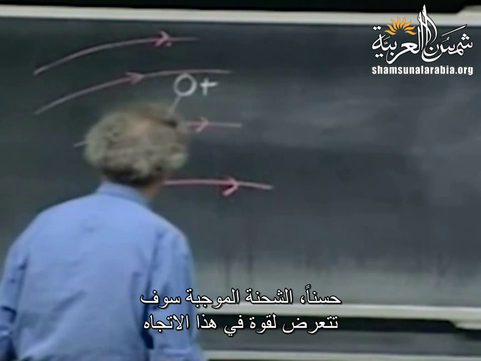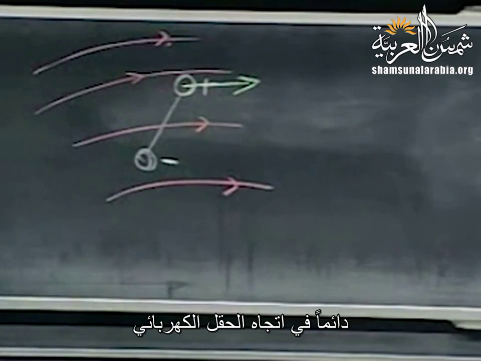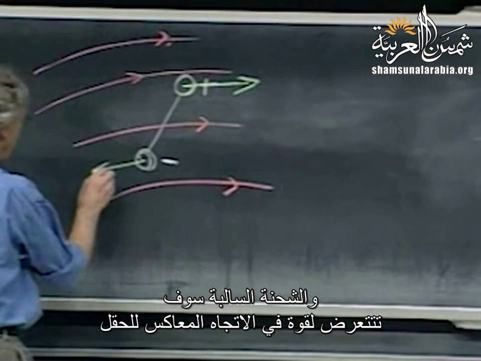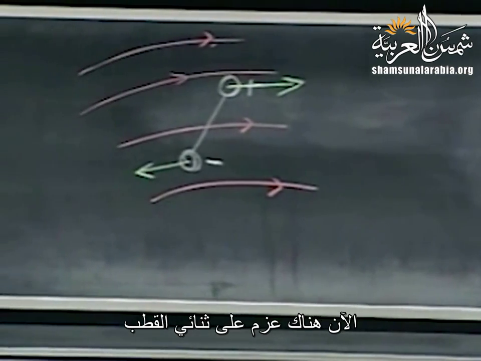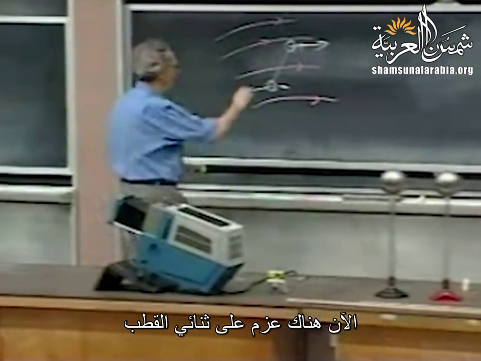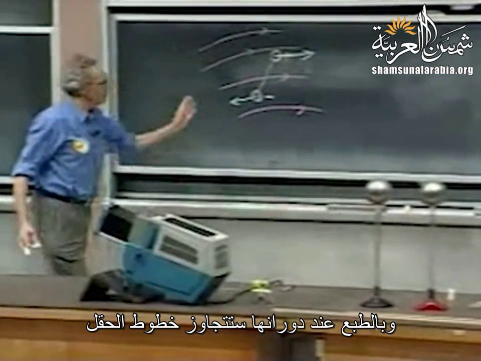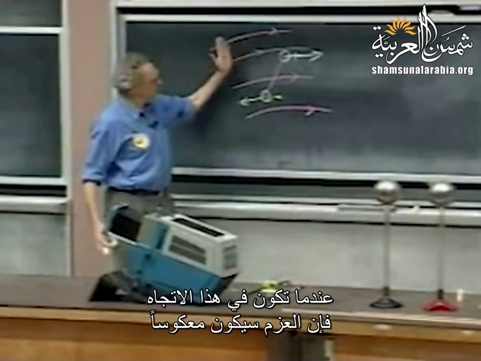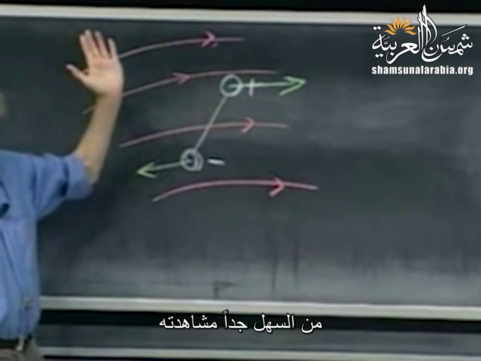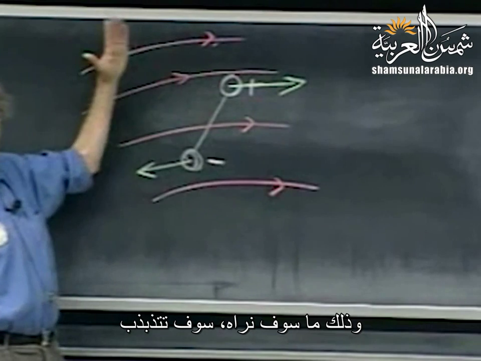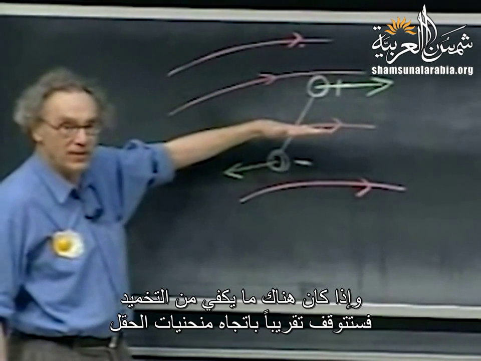Well, the positive charge will experience a force in this direction, always in the direction of the electric field, and the negative charge will experience a force always upstream. And now there is a torque on this. And when there's a torque on this dipole, it will start to rotate clockwise. And of course, if it overshoots the field lines, when it is in this direction, the torque will reverse. It's very easy to see. And so what you will see, it's going to oscillate, and if there is enough damping, it will come to a halt more or less in the direction of the field lines.